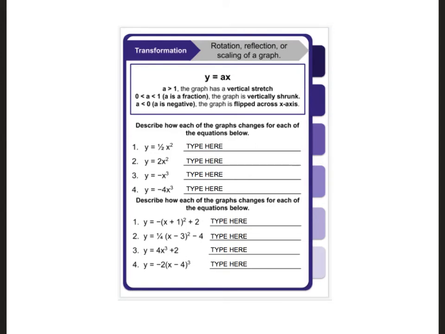Hello, in this video we are talking about transformations. That's a rotation, reflection, or scaling of a graph. Mostly today we're concerned about what happens when you change this A value out front.